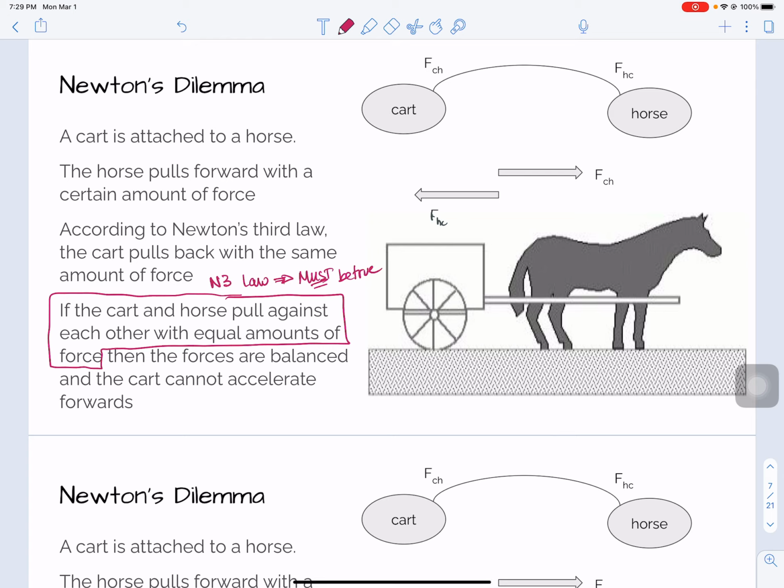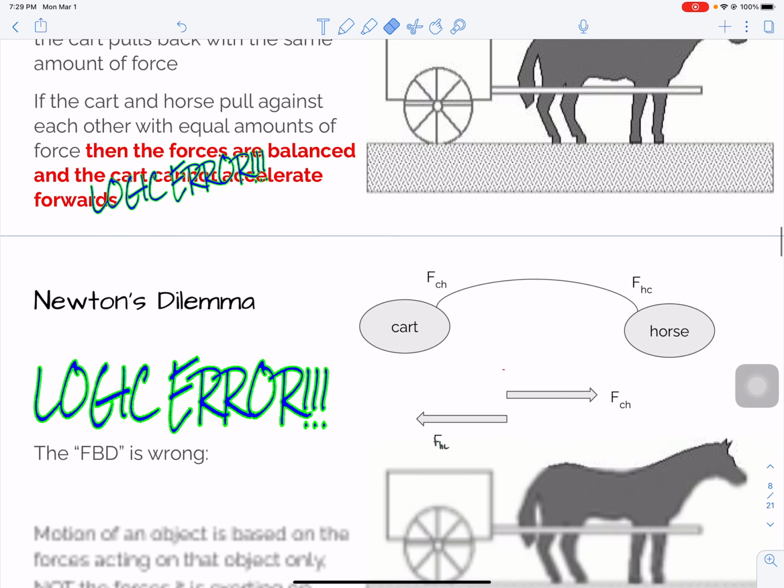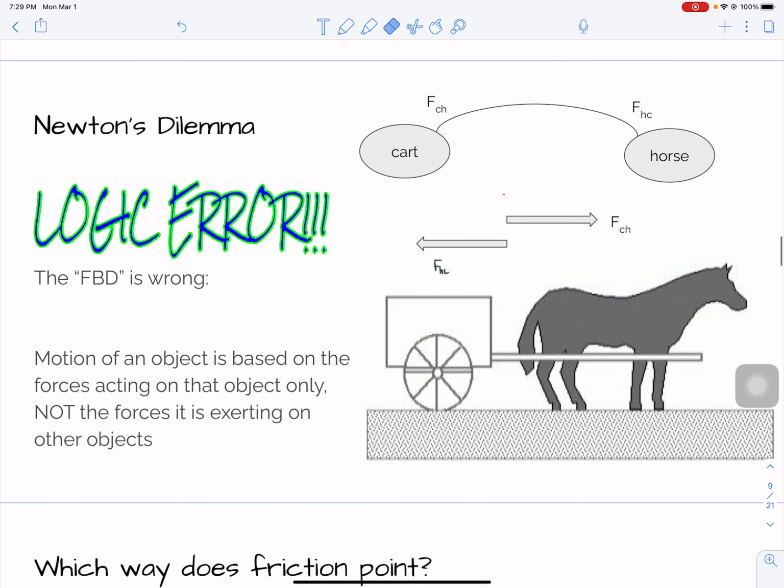Then the forces are balanced and the cart cannot accelerate forwards. So this is where we have our logic error. There's something wrong with that statement. And the problem with this statement is that the free body diagram is wrong. This is not the free body diagram of the cart or the horse. All this is an illustration of the Newton's third law pair between the cart and the horse.